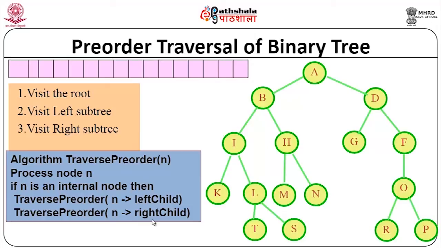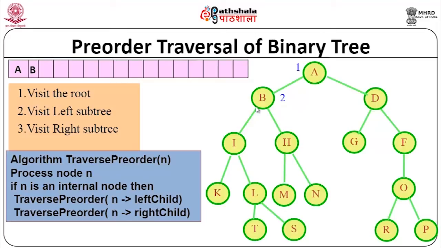So, how do we do this? Now, I have the node A. According to this, I have to visit A first. So, A is visited, then I have to visit its left subtree. So, the whole subtree is visited. Now, I call this algorithm again. Please note this whole subtree is now called traverse preorder the left subtree. So, again the left subtree is calling the recursive algorithm.